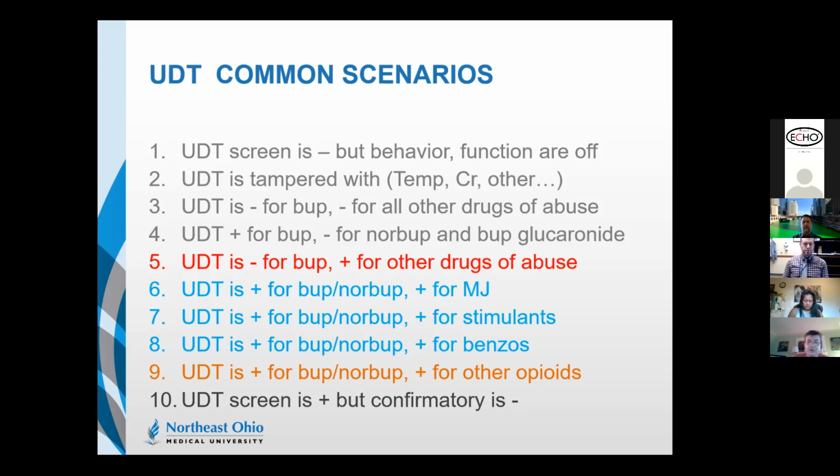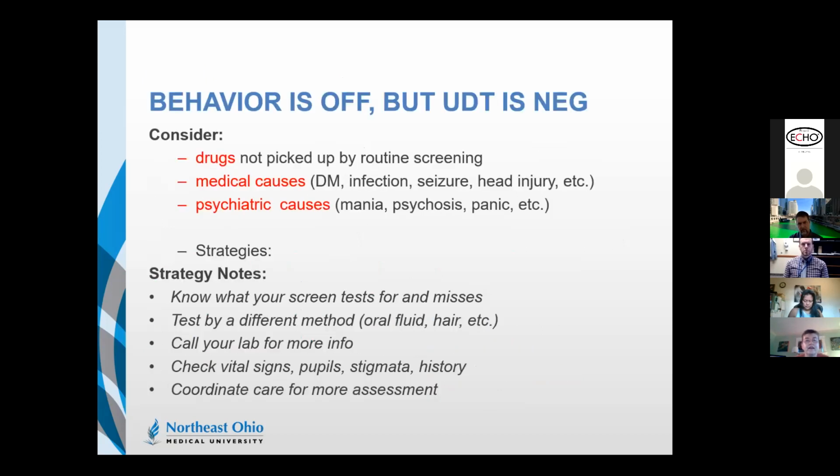Number 10 is the one that we should just be aware of, and that should be fairly common for us to see, where we've had an unexpected positive screen for a substance, but the confirmatory test comes back negative. Then we just need to think about how did that screen become positive when the drug actually wasn't present. So I think we'll flip quickly through these cases. So let's just go ahead here.